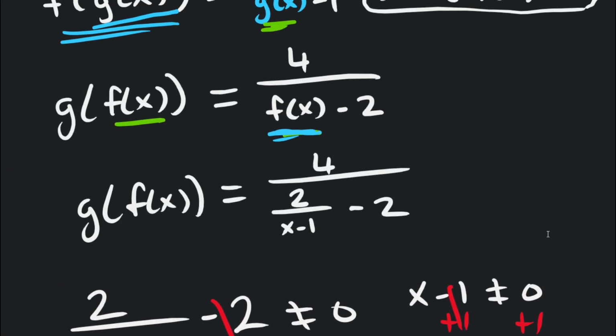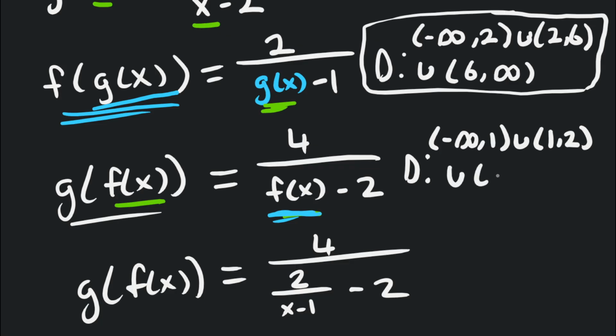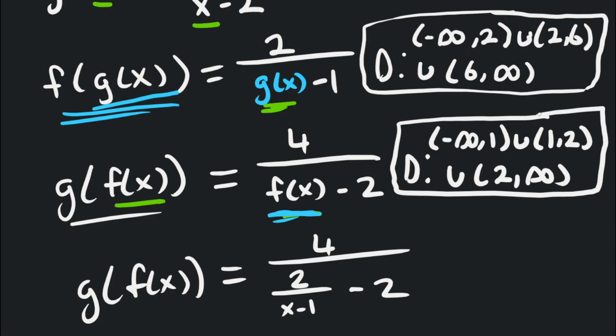So the domain for g of f of x is every number except 1 and 2. And how we write that in interval notation, it goes from negative infinity to 1, and then every number between 1 and 2, and then every number after 2. So this is the domain of g of f of x. It is every real number except 1 and 2. So that's how we find the domain for composite functions.